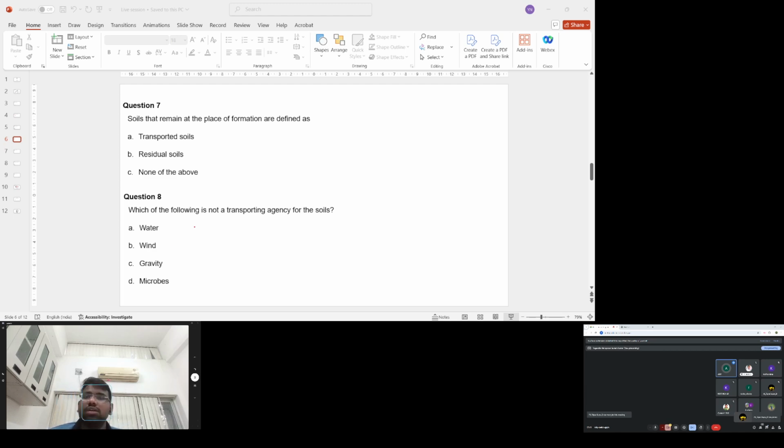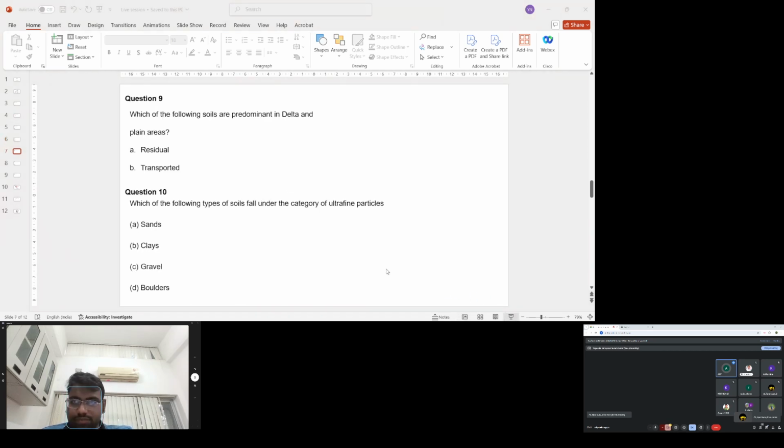So question 9. Which of the following soils are predominant in delta and plain regions? The slide is not visible to us, sir. Just a minute. Move to slide 7. So which of the soils are predominant in delta and plain regions? Residual.